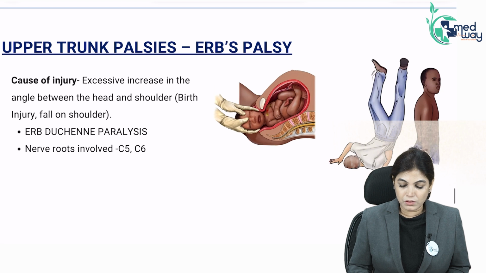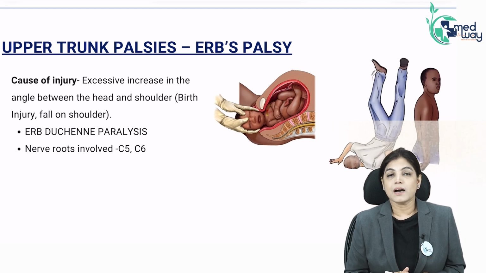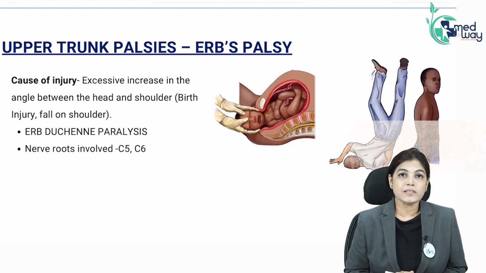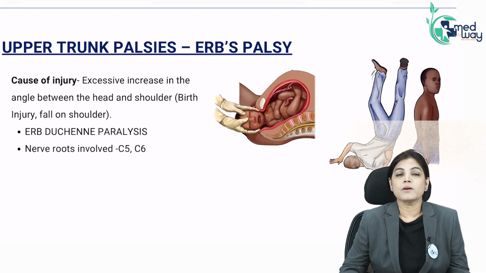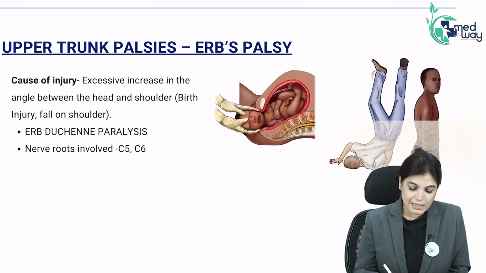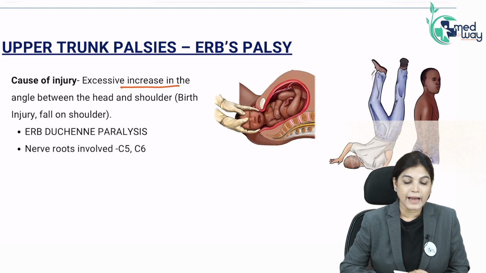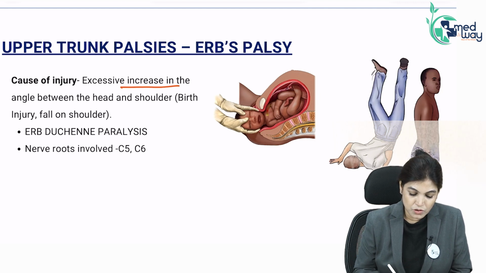Now, there are two common types of injuries in brachial plexus injury. One is called upper trunk brachial plexus injury, the other is called lower trunk brachial plexus injury. Now, the cause of injury. Firstly, I would like to talk about the cause of upper trunk brachial plexus injury. The reason is an excessive increase in the angulation between head and the shoulder during birth injury or fall on shoulder.